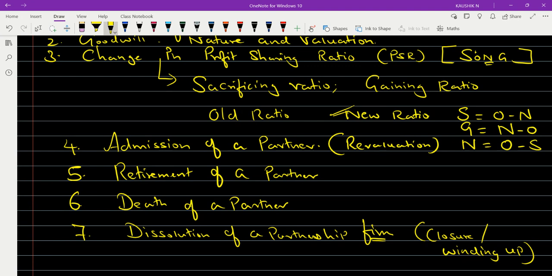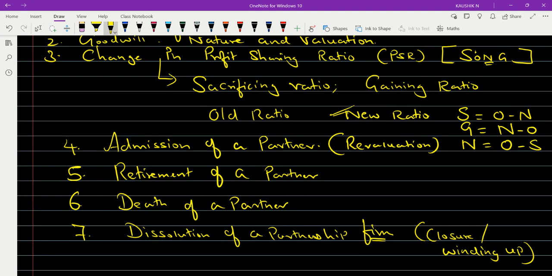Okay. The next topic is death of a partner. So obviously a partner can be admitted, a partner can retire, a partner can also die, because it's all usual. So in retirement and death, the treatment of accounts, calculation, computation is almost similar. 99.9% it's similar. But the only variation is that retirement can be postponed.